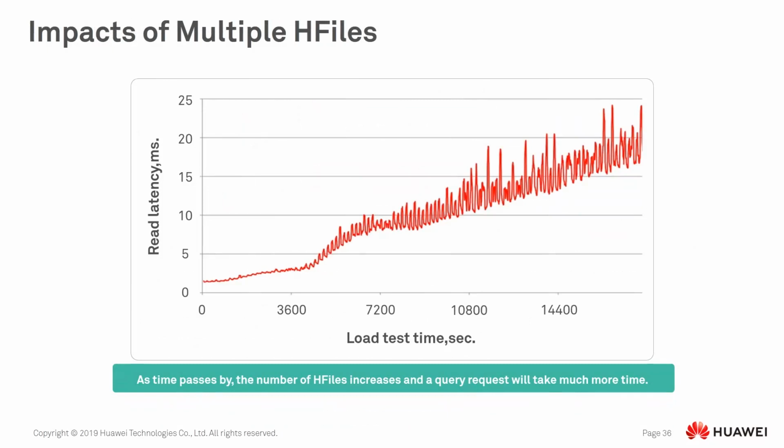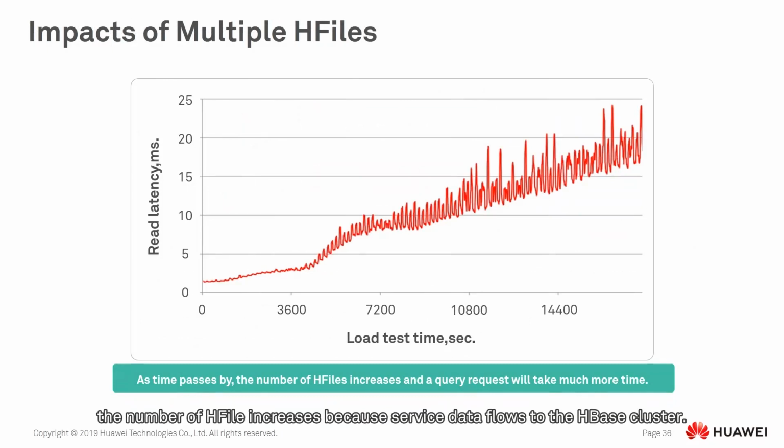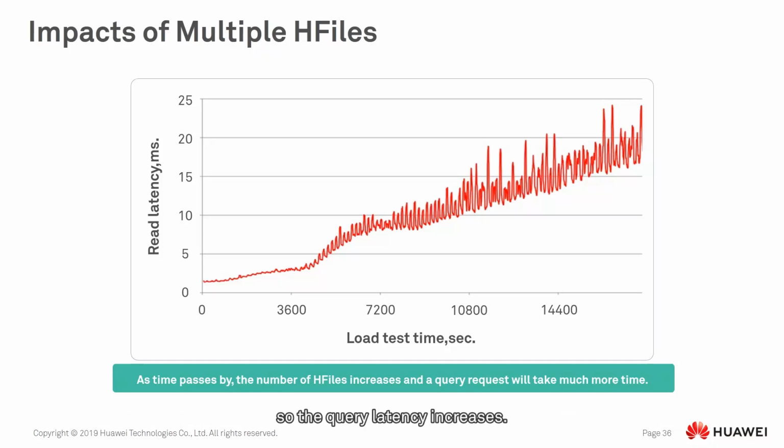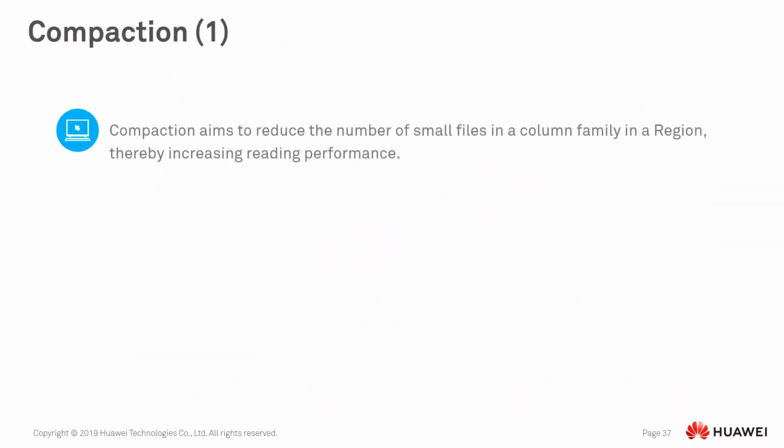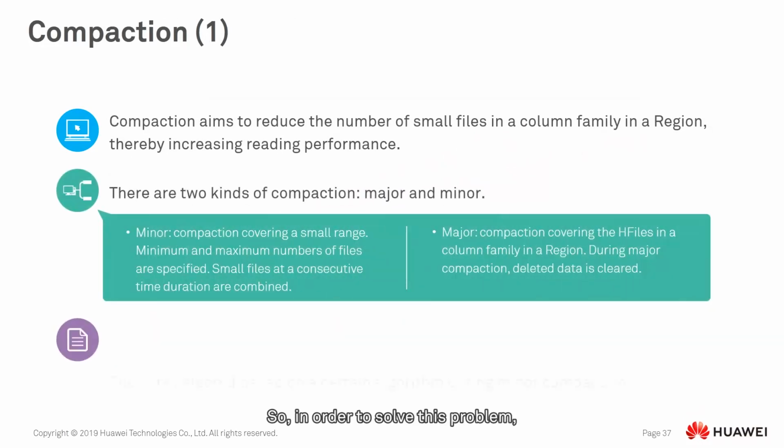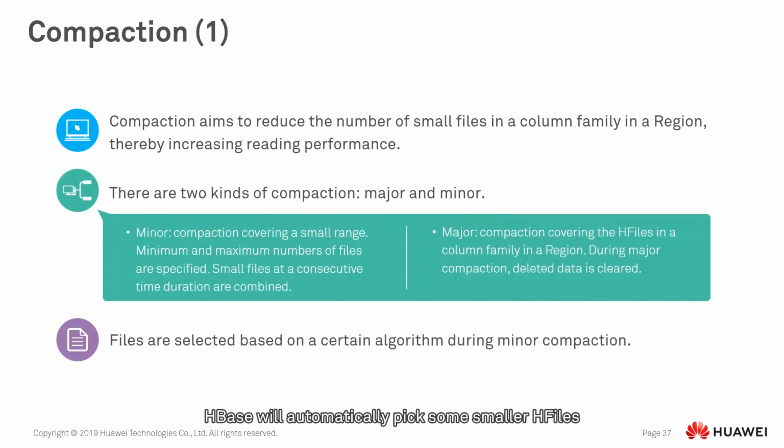As time passes by, the number of files increases because service data flows to the HBase cluster. More files need to be opened for the same query, so the query latency increases. So in order to solve this problem, HBase will automatically pick some smaller HFiles and rewrite them into fewer big ones. This process is called compaction, which can reduce the number of HFiles in a column family in a region and increase reading performance.